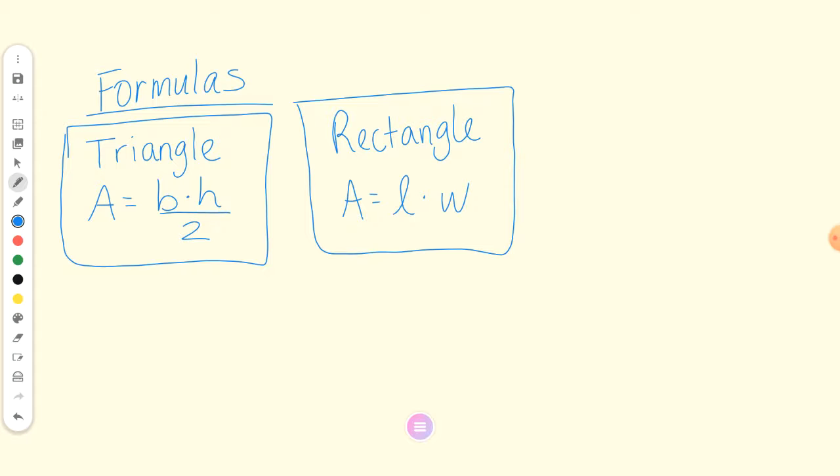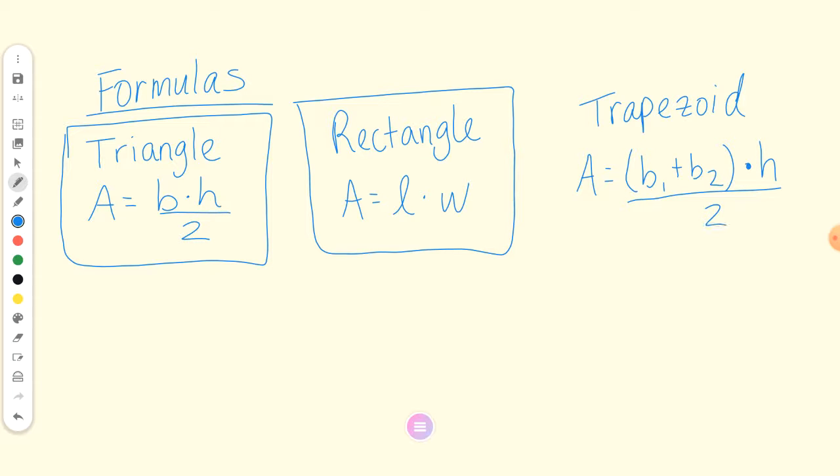Shape number 3. Trapezoid. He picked the hard one. Trapezoid. Go for it. A equals base 1 plus base 2 times h divided by 2. All over 2. Good job.